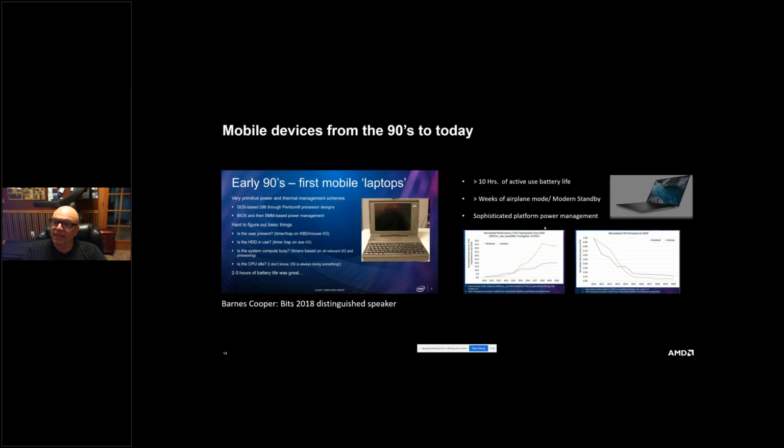I want to make a very quick comparison between the mobile world and data centers. Mobile devices and laptops are a pretty old phenomenon. If you go back more than 20 years, maybe 25 years, I actually used to have one of those, even worse than that one, that is heavy, battery would last barely an hour and a half, and virtually no power management. And you look today, you have all these sleek laptops, well over 10 hours of active use battery life.